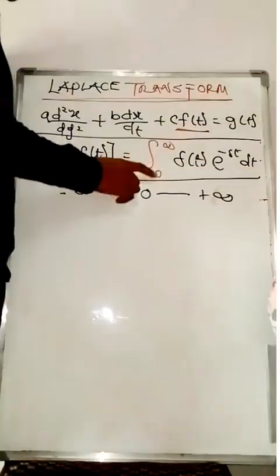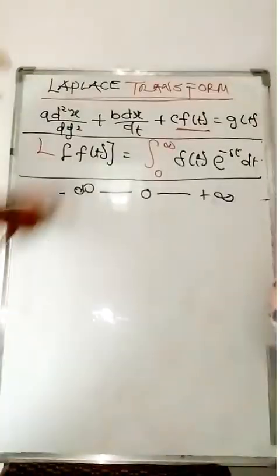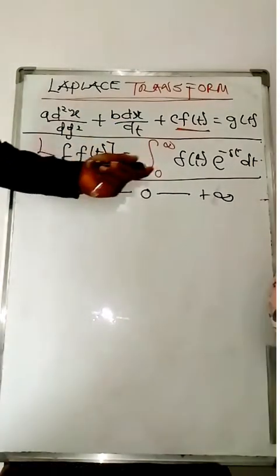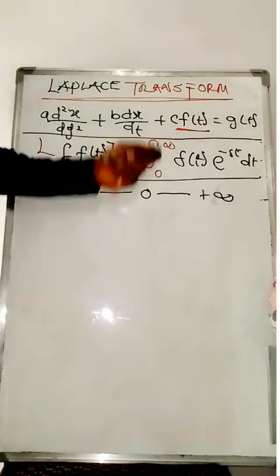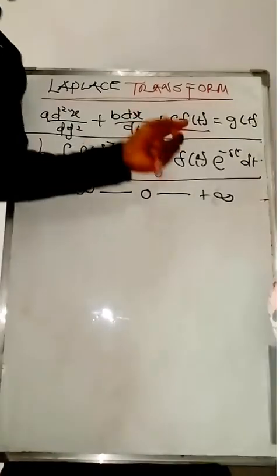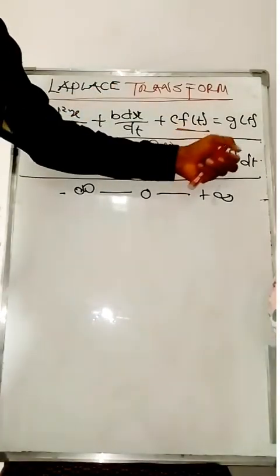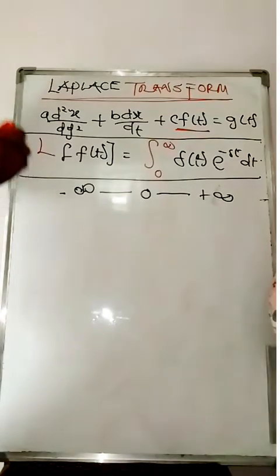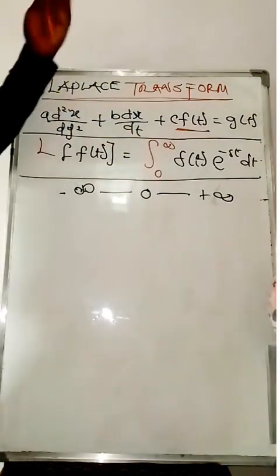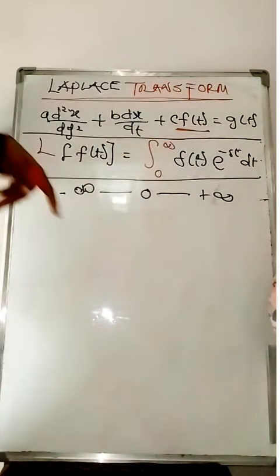So in our limit, you're not going to be seeing any negative value, just positive values. So we're going to consider positive values starting from 0 to infinity. So this is the function of t you have to find the Laplace of, then this expression, minus st. This s is what helps for the convergence of the integral at infinity.